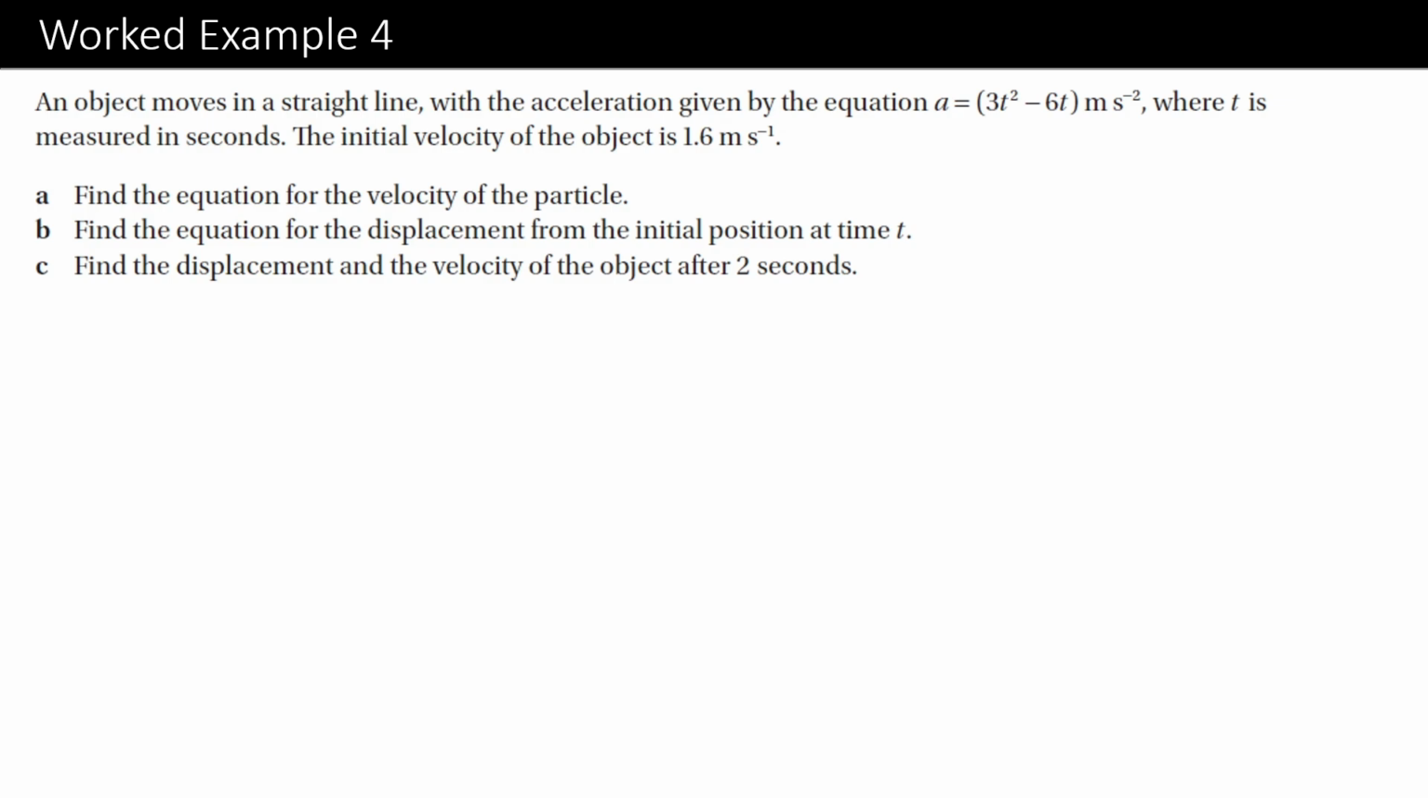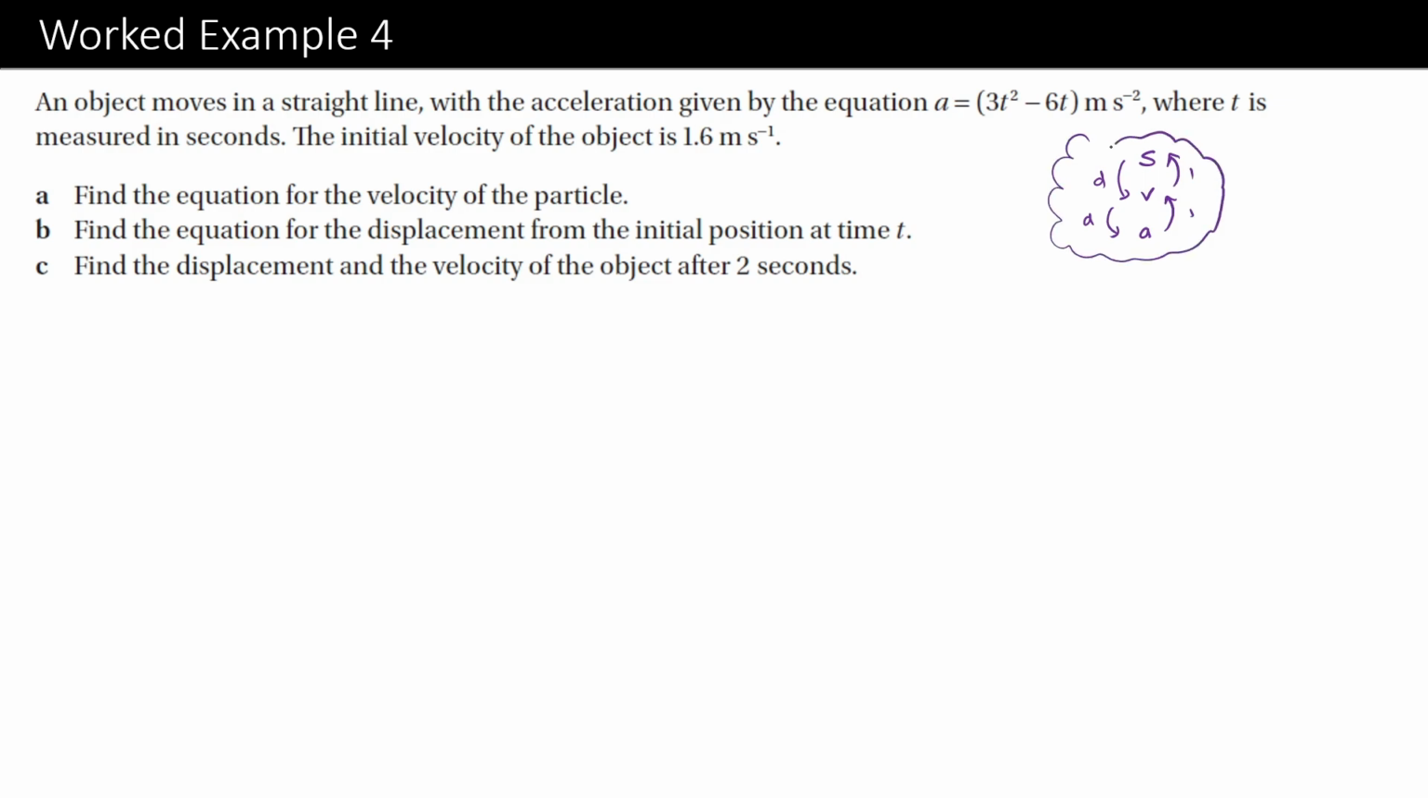Now for part A, it's asking us to find the equation of velocity of the particle. For B, find the equation of the displacement from the initial position at time t. And for part C, find the displacement and the velocity of the object after 2 seconds. So for this, before we get a bit complacent, let's always start by writing SVA and how we get from each of those equations to the other.